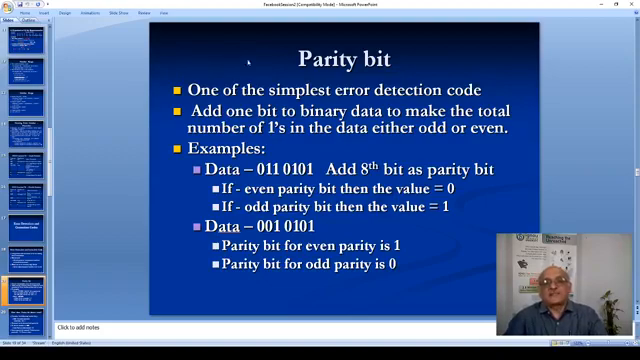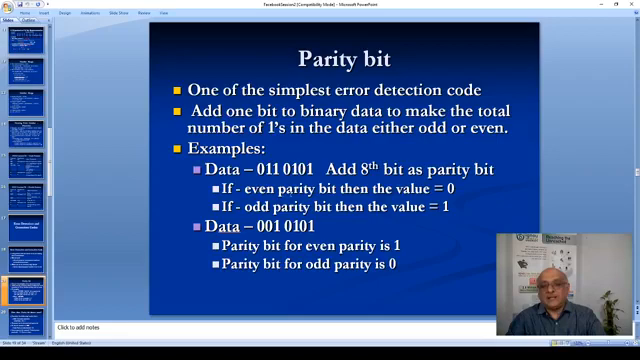The very first thing I'm going to discuss with you is the parity bit. This is a very simple concept. You should enjoy it. It is one of the simplest error detection codes. In this, we add 1 bit to binary data to make the total number of ones in that data either odd or even. For example, if the data is 011011, let's count the number of ones: 1, 2, 3 and 4. So we will add another bit as the parity bit.